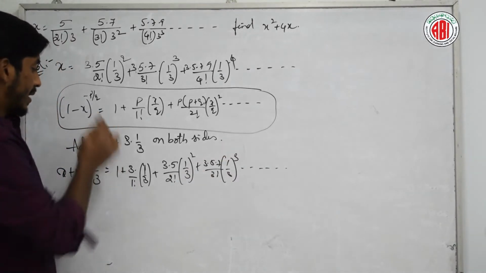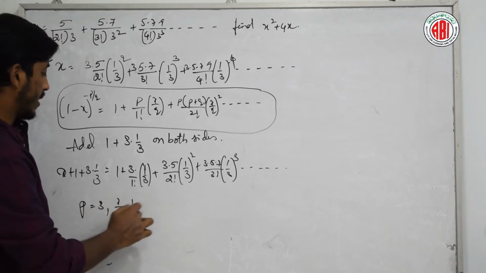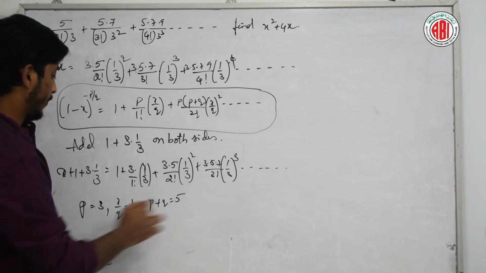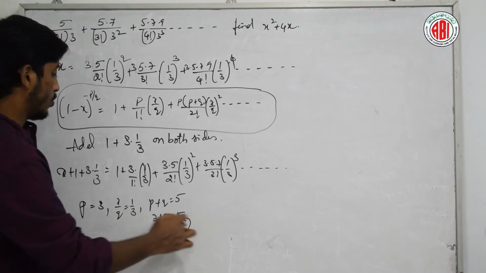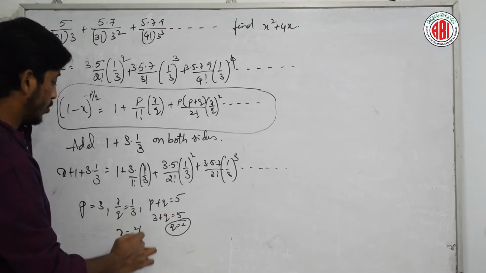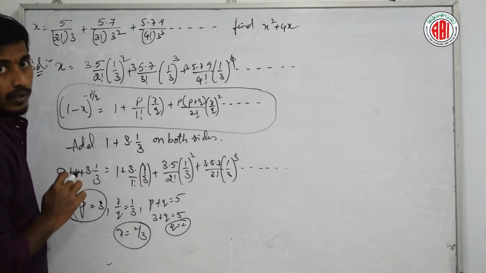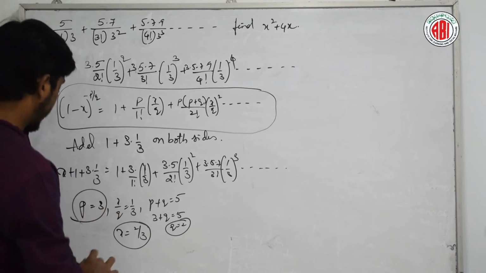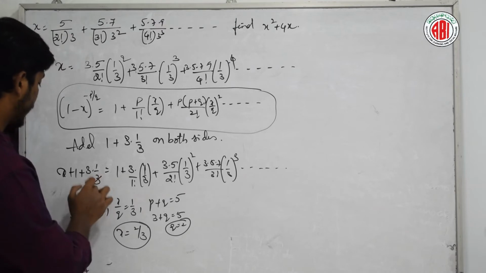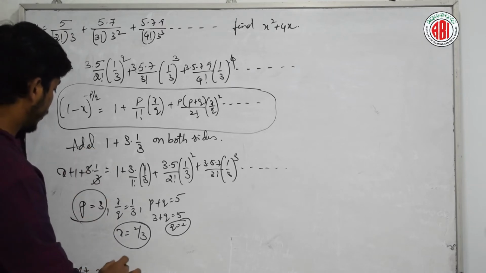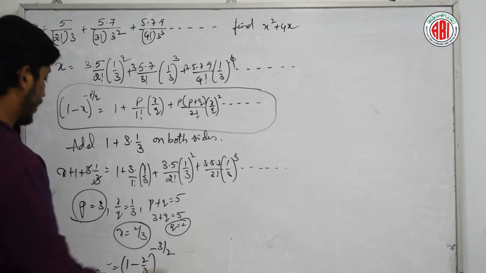Isn't it? Now just compare. What is p here? 3. What is x by q? 1 by 3. What is p plus q? 5. If I substitute 3 here, 3 plus q is 5, q is 2. Let us substitute it here. q is 2, by 3, p is 3 and q is 2. Done. Now let us compare everything and write here 1 minus x plus 2, that is equal to 1 minus x whole power minus p by q.